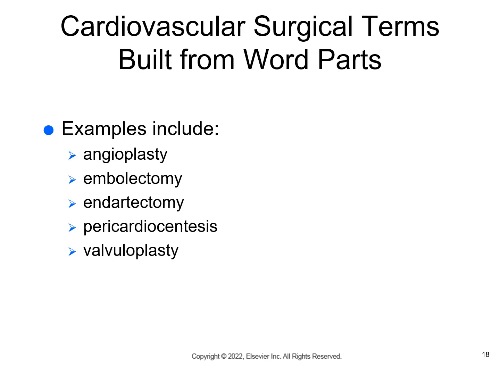And next we have some surgical terms built from word parts. Angioplasty. We know plasty means surgical repair, and angio means blood vessels, so this is a surgical repair of a blood vessel. Embolectomy. Ectomy means excision, and embolo means plug. In this case, it's excision of a plug, and it's referring to basically a clot that quite often forms in a vessel.